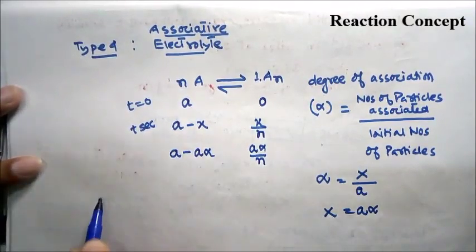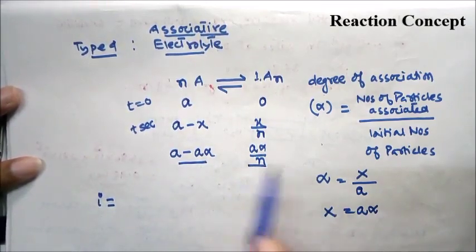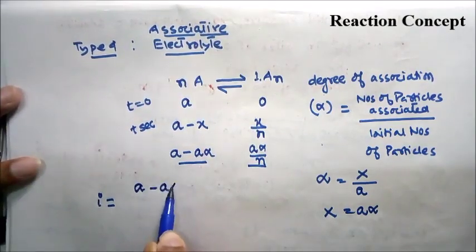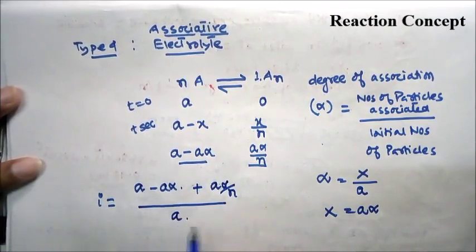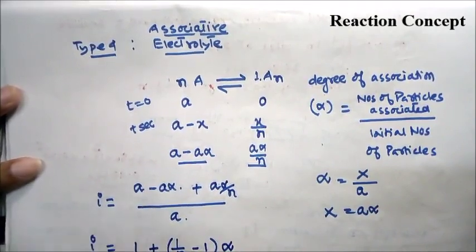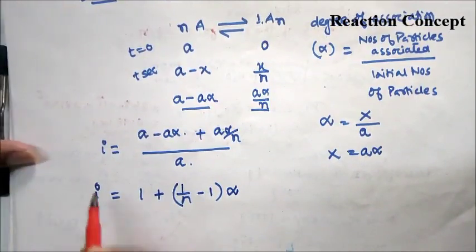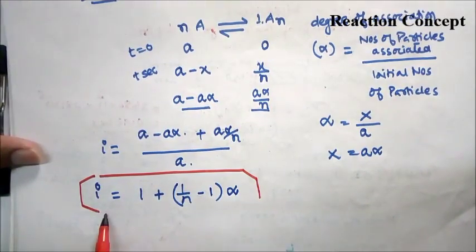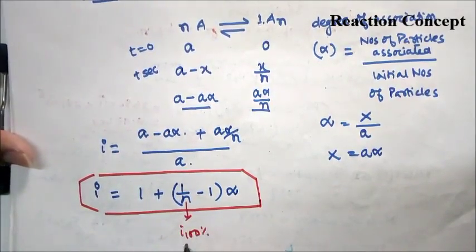So in this case the Vant Hoff factor is given by the total number of particles in the solution after association. This would be the addition of these two terms, A minus A alpha plus A alpha by n, divided by A. So it would be 1 plus (1 by n minus 1) into alpha. So for a particle which undergoes association, the Vant Hoff factor is given by this equation, that is I equal to 1 plus (1 by n minus 1) whole into alpha, where n is the I 100% of the solute electrolyte.